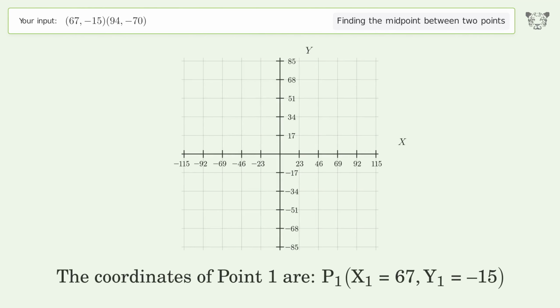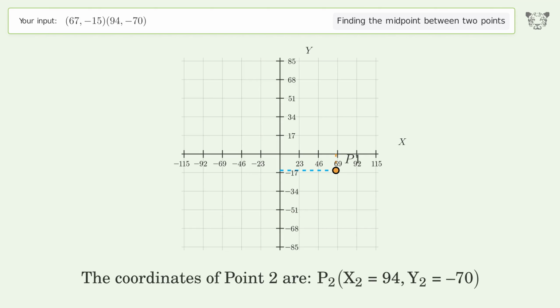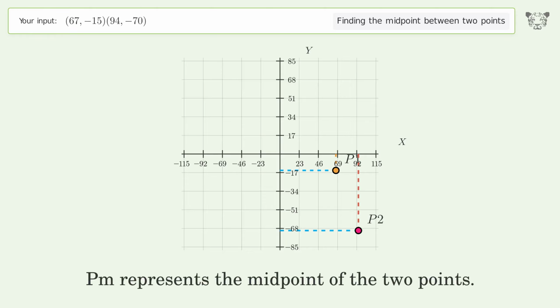The coordinates of point 1 are, x1 equals 67, y1 equals negative 15. The coordinates of point 2 are, x2 equals 94, y2 equals negative 70. PM represents the midpoint of the 2 points.